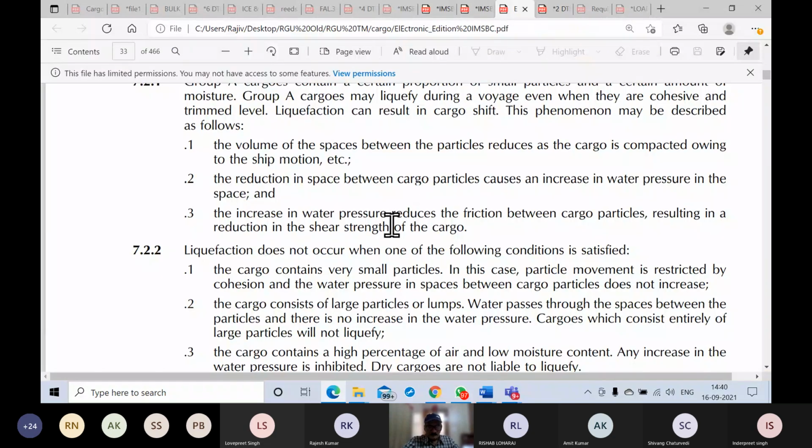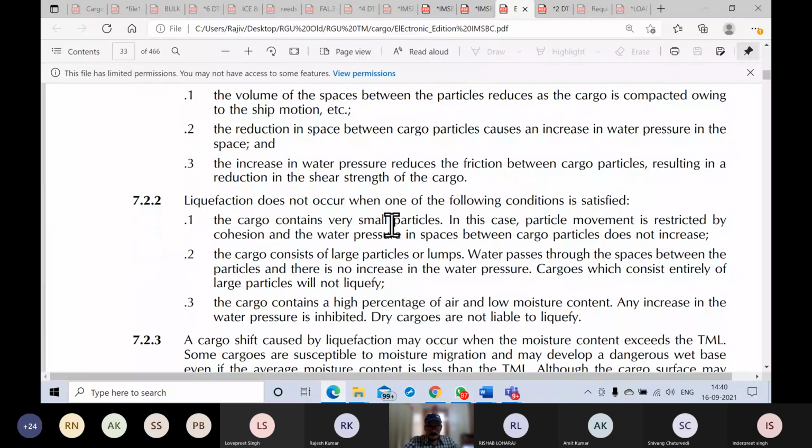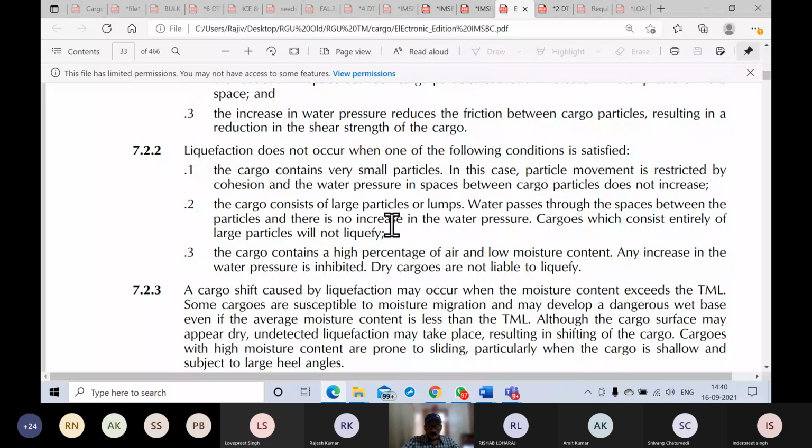Continuing, it may not occur, or can be prevented, if the cargo contains very small particles, so movement is restricted due to cohesion, which is the cargo combining together, and because of very little space, water pressure does not increase in between the cargo particles. Then you've got a buffer. Maybe you are safe when the cargo contains very small particles.